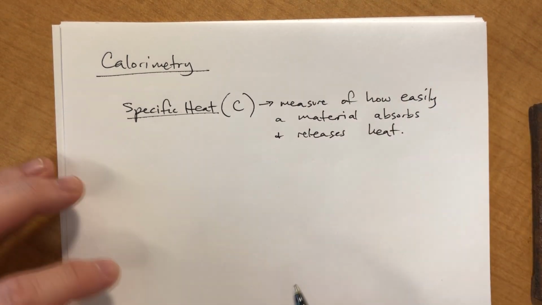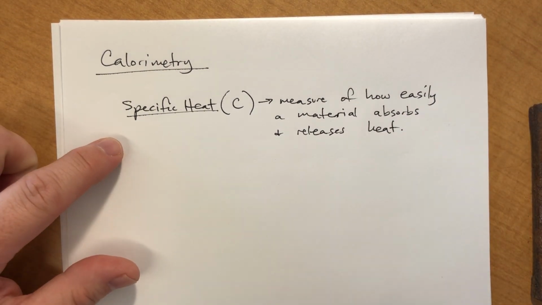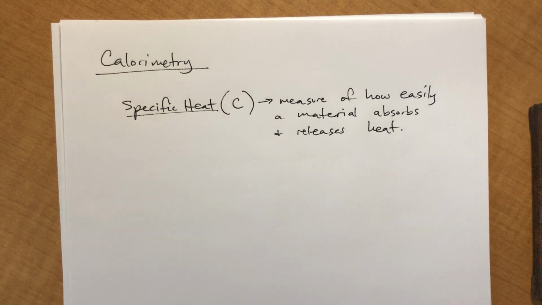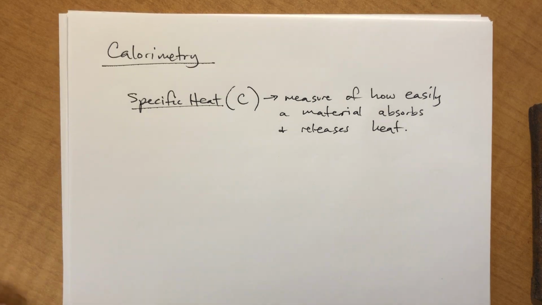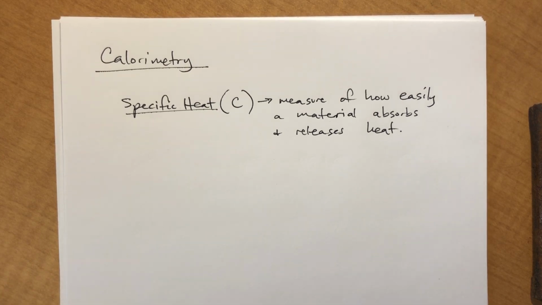You guys probably have firsthand experience with this. Metals tend to have very low specific heats, which means they absorb heat very easily. This is why most of your cookware at home is made out of metal, okay?